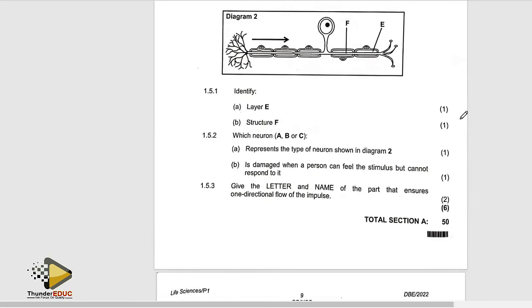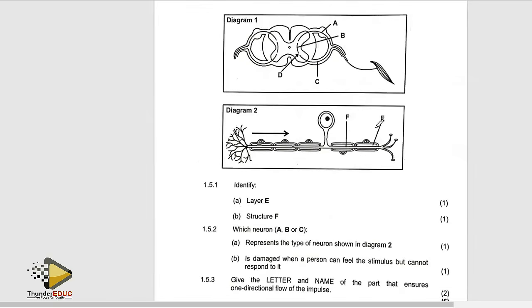All right, and then this one becomes the myelin sheath, and because this is the direction of the neuron, this one becomes the direction of the impulse, and it's the cell body. So the part which takes the impulse away from the cell body is the axon. So this side becomes the dendrite. All right, now let's start answering.